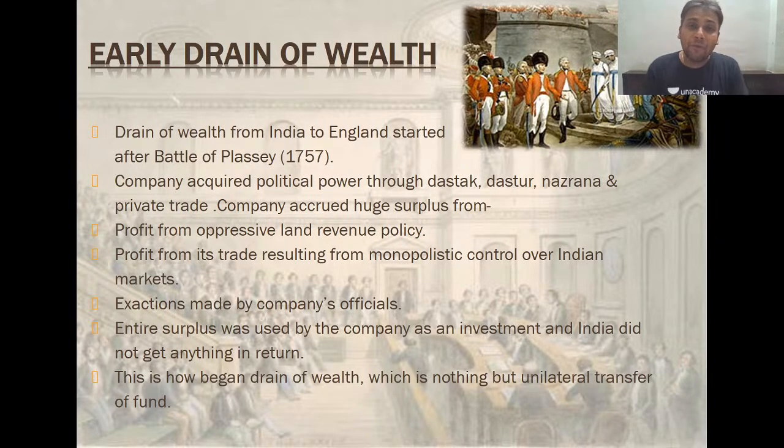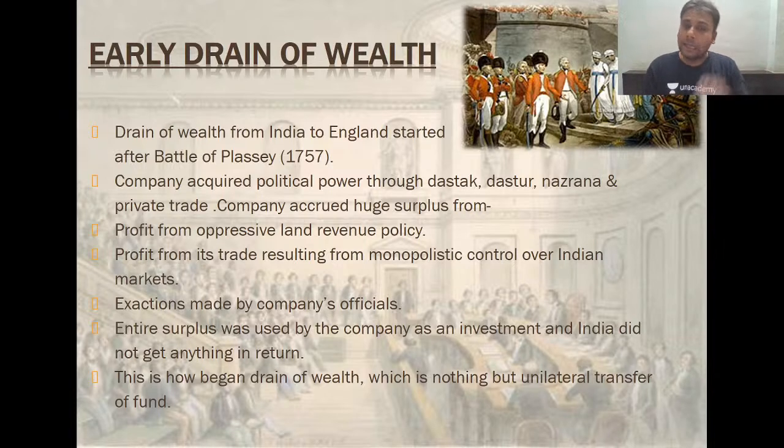There were three types of land revenue policies that were practiced in India. First was zamindari system or permanent settlement. Second was raiyatwari system. And third was mahalwari system. Now, in zamindari system, English East India Company appointed zamindar to collect the revenue from the peasant.